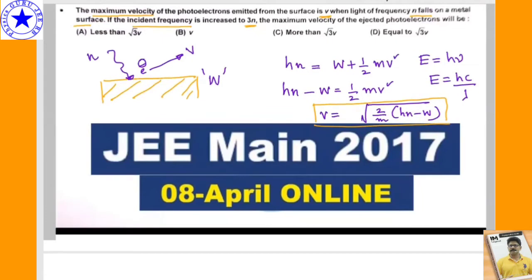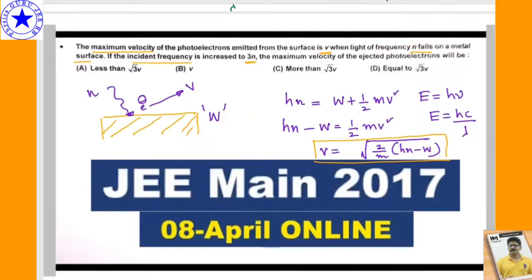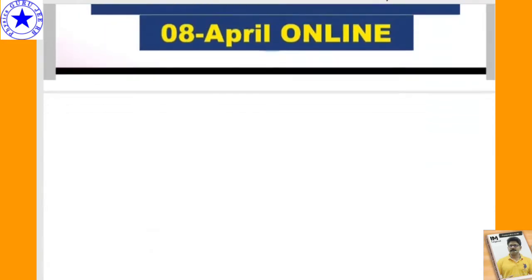Then what we have to calculate is, if the incident radiation frequency is increased to 3n. This first case is only for velocity v and frequency n. Now the second case, when incident radiation frequency is increased to 3n, let me take v dash as the velocity when its frequency is increased to 3n. Now let me write the equation here. Same thing: h nu, instead of nu I'll write 3n, equals W plus half m v square. W is the work function, we started with W only.